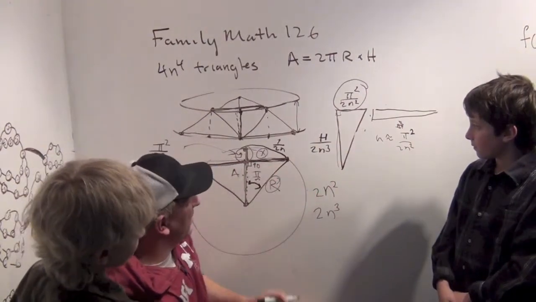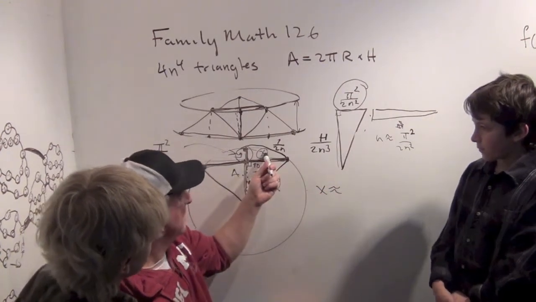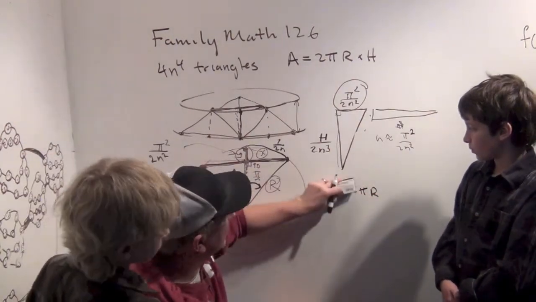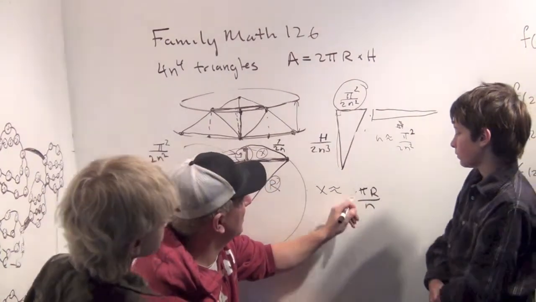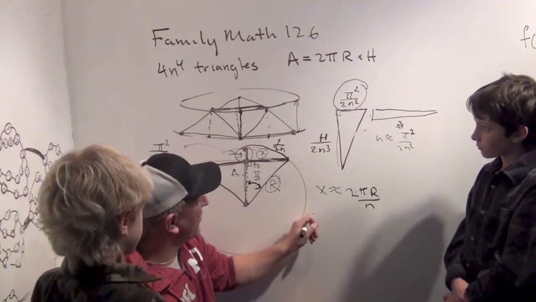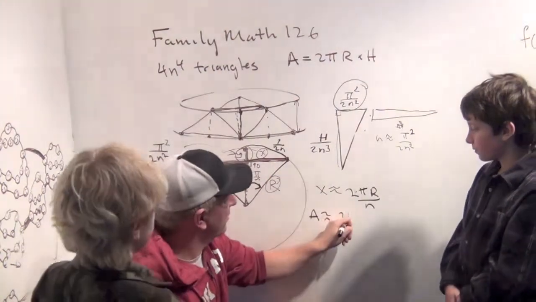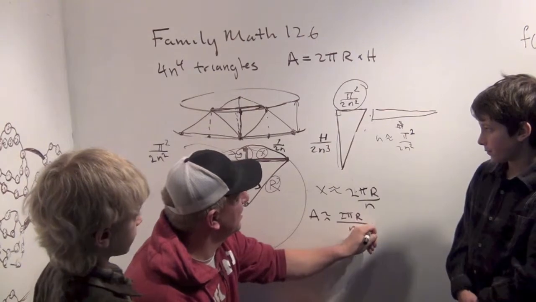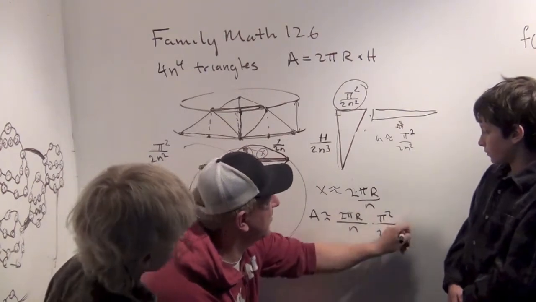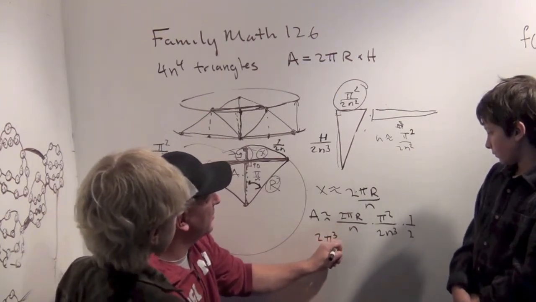Oh shoot, I erased what x was. Do you remember what x was? It was pi times the radius over n. And so the base of my triangle here was twice that. So the area of my triangle, here's my base, 2 pi r over n, times here's my height, pi squared over 2n cubed, and then times a half, one half base times height.